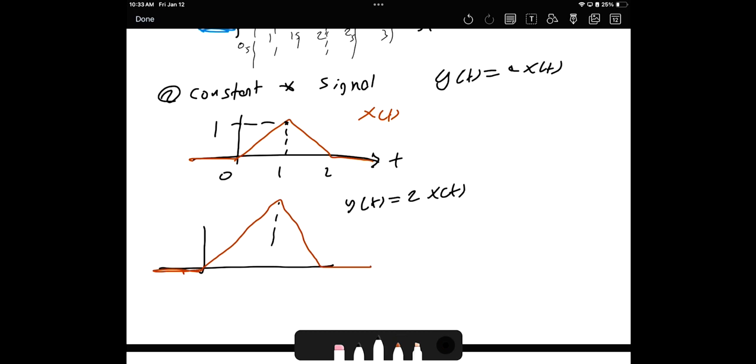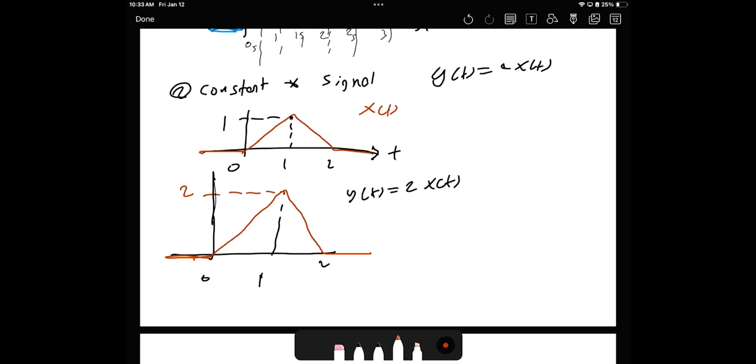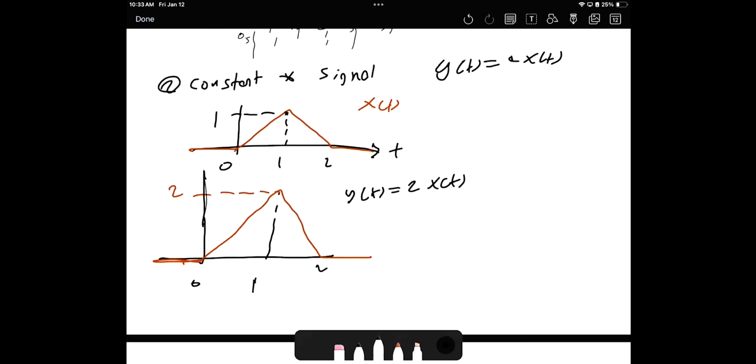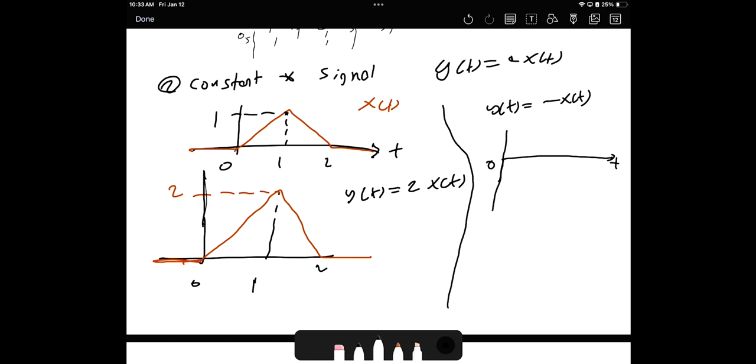So the x-axis does not change, or the t-axis does not change, while what will change is the scale. Okay? How about if I assume a negative value, like if I assume y of t equal to negative x of t. So what will happen? Just keep in mind to flip them. Here is t. So there is no change on the t-axis. The change is only on the y-axis.